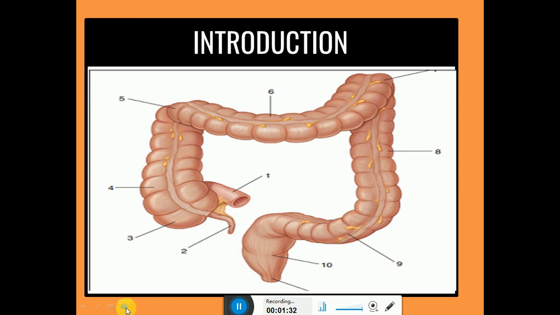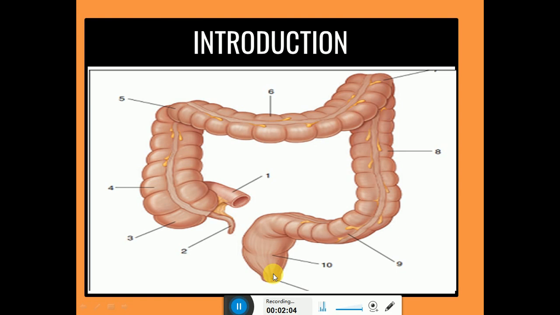As you all know the parts of large intestine. Who will tell me the parts of large intestine? This one is cecum. Here you can see ileum is opening into the cecum. This is ileocecal junction, and this one is appendix. Ascending colon, transverse colon, descending colon, sigmoid, this dilated part. This one is rectum, and the last part, this one is anal canal.